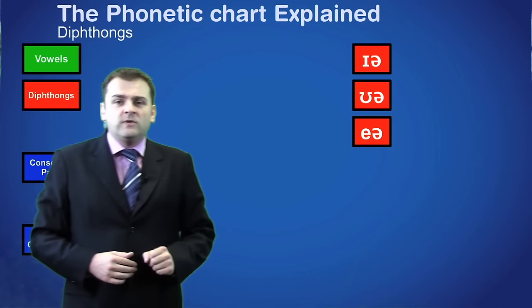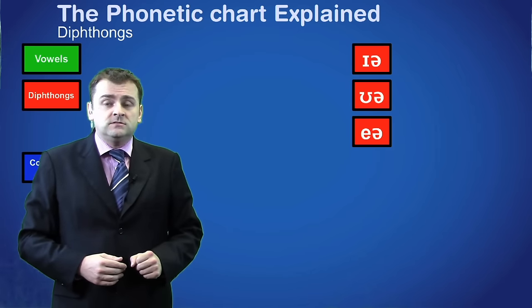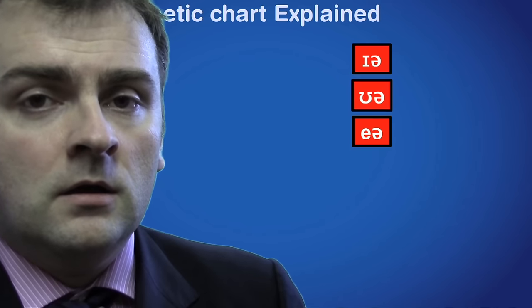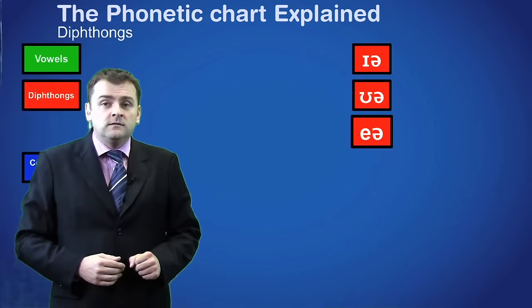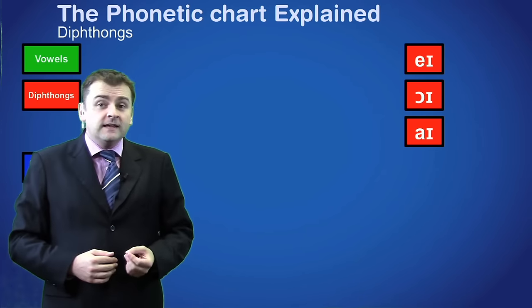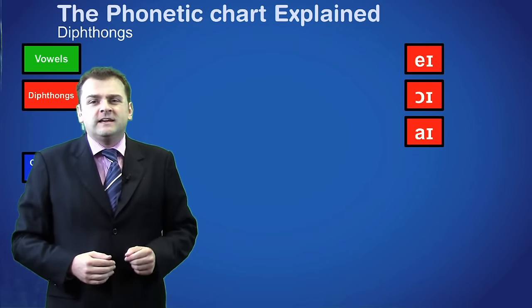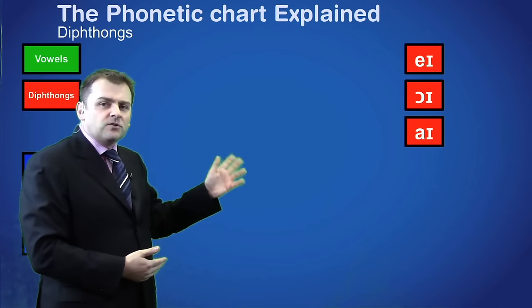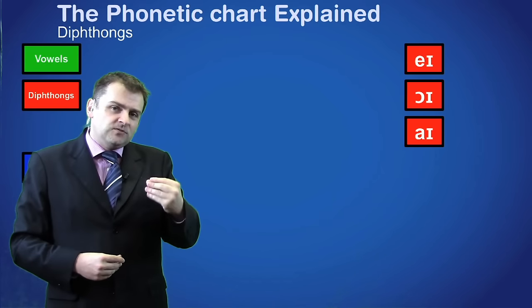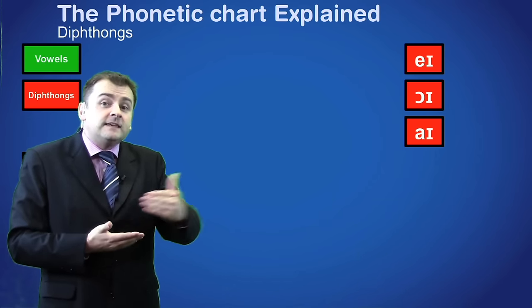In the first column, we have the U sounds. Ear, ua, and air. In the second column, we have the I sounds. We should note here that the symbol for these diphthongs are written with the I symbol, but the sound is often the longer but similar E.